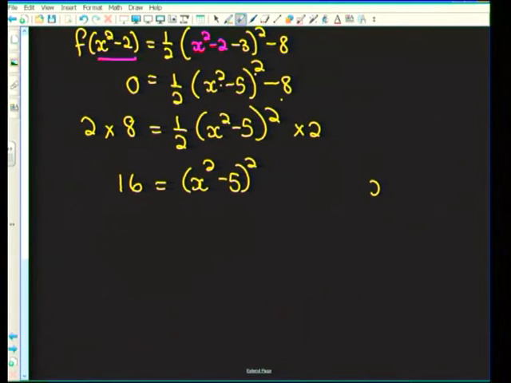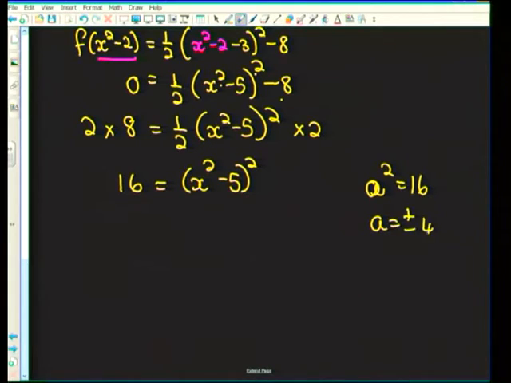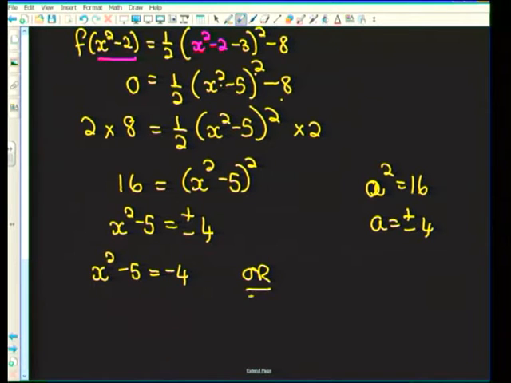Now, let's make it a squared equals 16. You'd have no problem with it. You'd just say, well, if a squared equals 16, then a is equal to plus or minus 4. So it's no different here. You're going to say x squared minus 5 is equal to plus or minus 4. You're going to split it up now. You're going to say x squared minus 5 equals negative 4. Or, very important word, I'll explain to you why in a moment, x squared minus 5 equals 4.